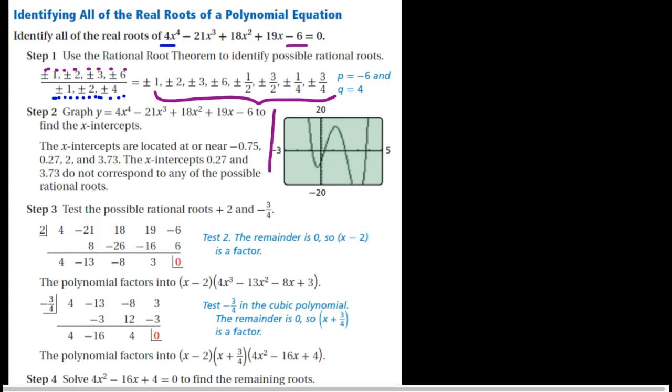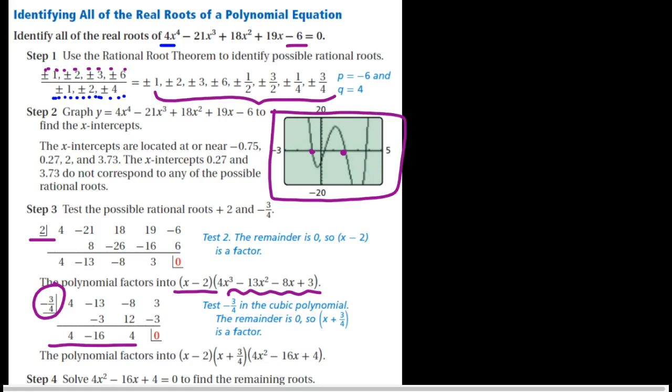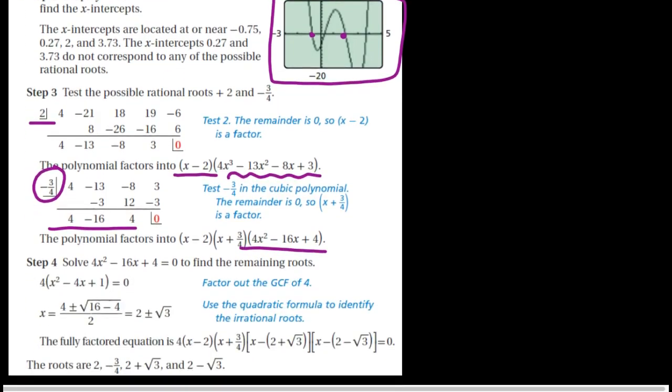That's why they used some technology to graph it, and they determined that 2 was one of them. So they used 2 in the rational root theorem and synthetic division to determine the first factor was x minus 2. Then they had this leftover stuff, and they did synthetic division again with what appeared to be -3/4. You can put a fraction in synthetic division, and they ended up getting it down to a quadratic. So now we determined that x minus 2 is a factor, and x plus 3/4 is a factor, and now we got this quadratic left, which did not factor.